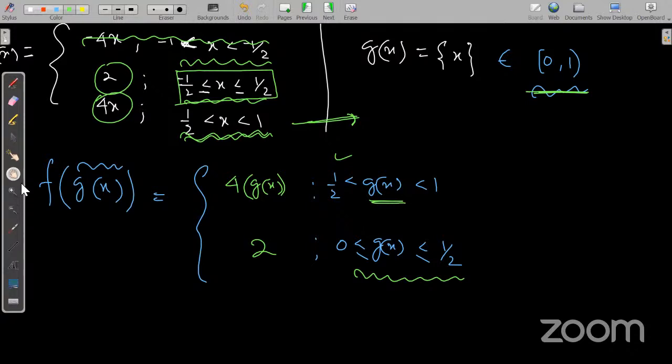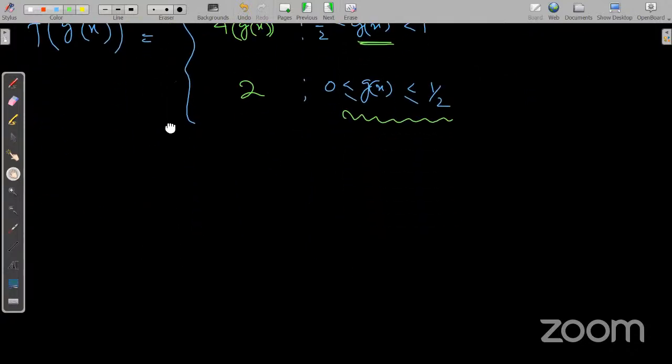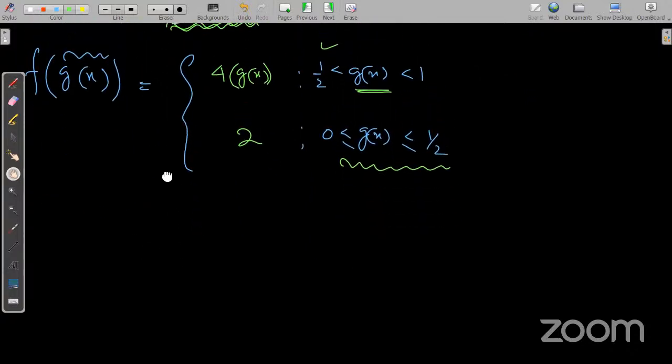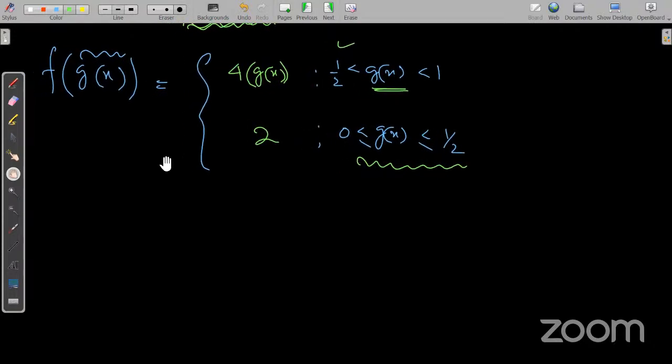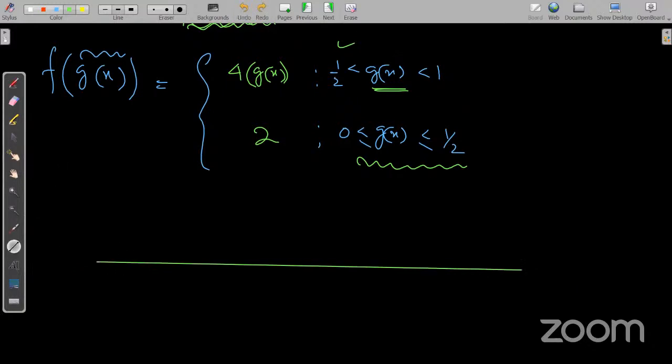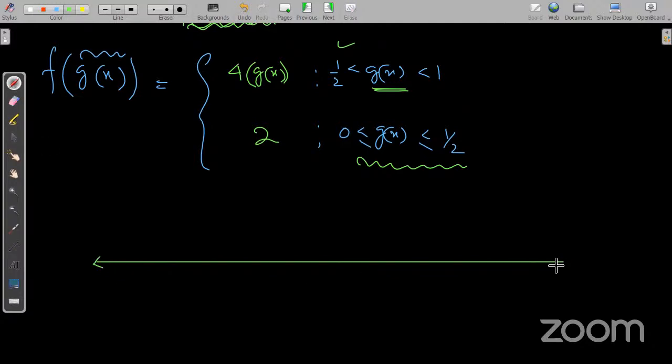Okay, if we write this, we can write it a little better. Just leave this. This is my f of g of x. Now we can easily draw the graph of this function. Try to draw the graph of this function. So the total domain is given as -1 to 1, right?